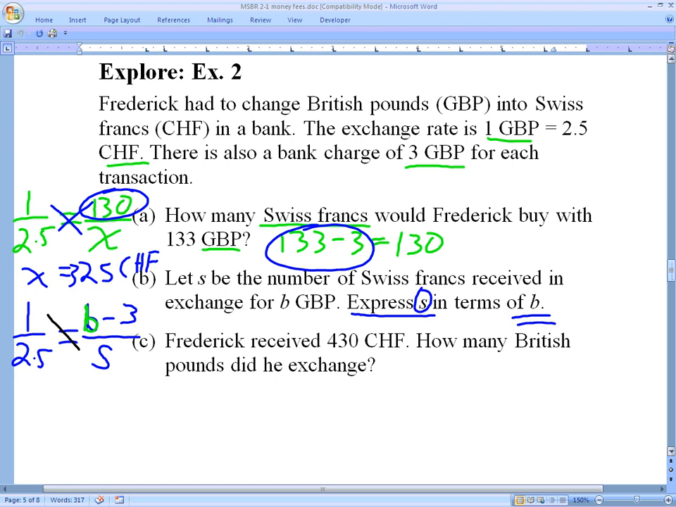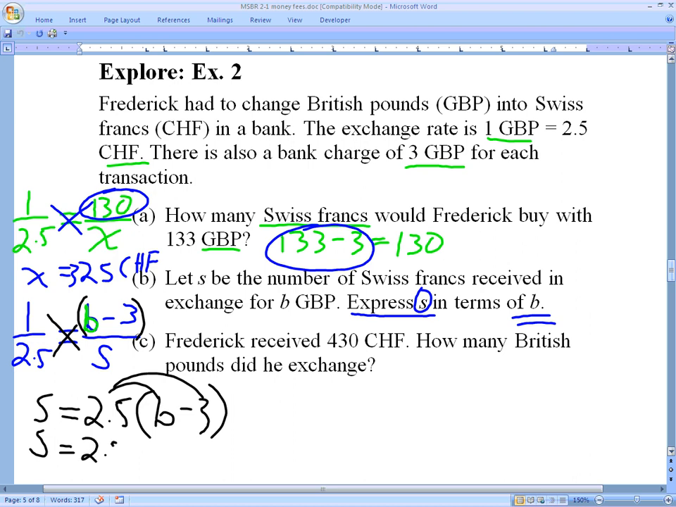So we take 1 times S, which gives us S, and then we take the 2.5 times the B minus 3. Remember, this entire numerator has to get multiplied by the 2.5. So we're taking 2.5, but distributing it to B minus 3. So we have S equals 2.5 times B, and then 2.5 times negative 3, which gives us negative 7.5. So that would be our equation with S in terms of B. Again, we have S by itself right here, and then our expression has B in it.